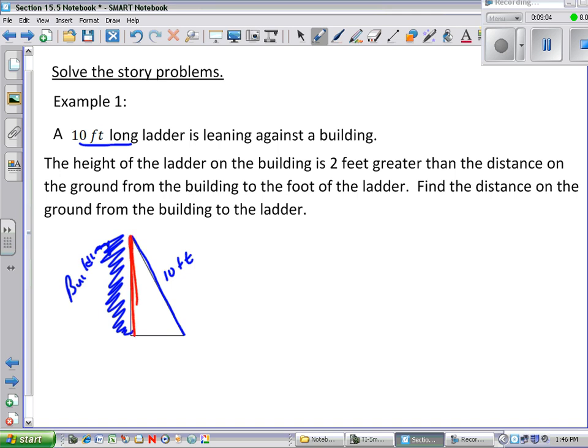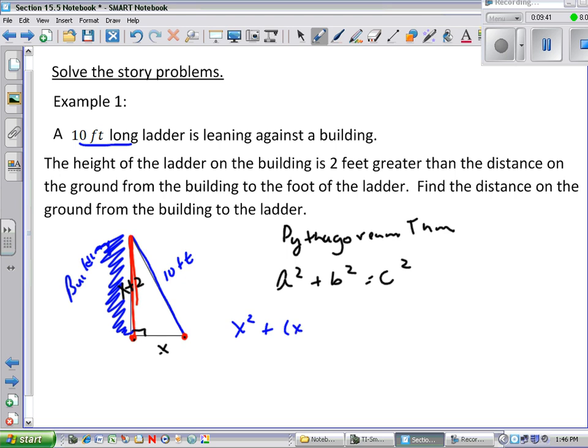The height of the ladder on the building is 2 feet greater than the distance on the ground from the building to the foot of the ladder. So if I let that distance from the building to the foot of the ladder be x, then this one is going to be x plus 2. And I will have to use the Pythagorean theorem because this is a right triangle, which says that a squared plus b squared is equal to c squared. So now I'm going to have x squared plus x plus 2 squared is equal to 10 squared.